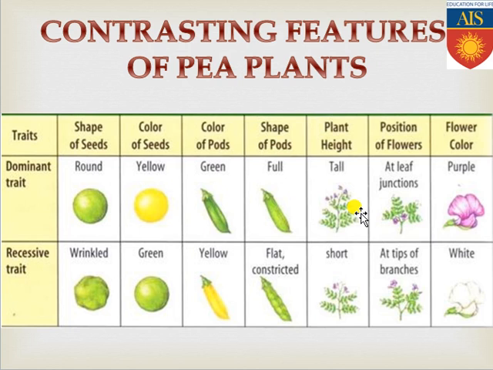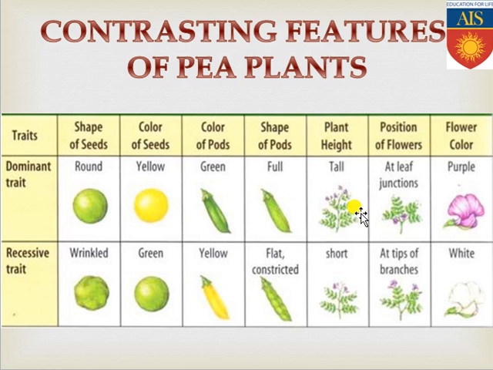If you talk about the shape of the pod, obviously the inflated is the dominant trait and constricted is the recessive trait. Okay, so these are the specific contrasting features he has obtained. If you consider the next feature, that is plant height, the dominant feature was tall and the recessive feature was short or dwarf. Next feature was position of the flower.